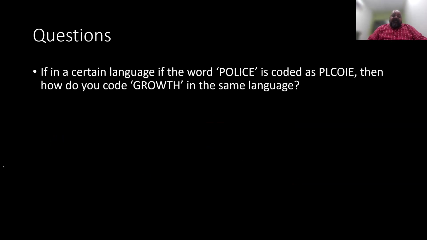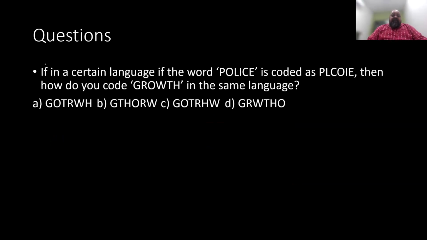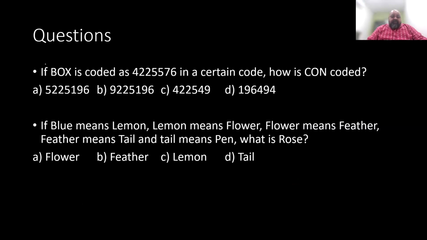For word-based questions, there is another question that is asked. Yeah, look at the question at the bottom of the screen. The question says, if in a language blue means lemon, lemon means flower, flower means feather, feather means tail, and tail means pen. What is rose?